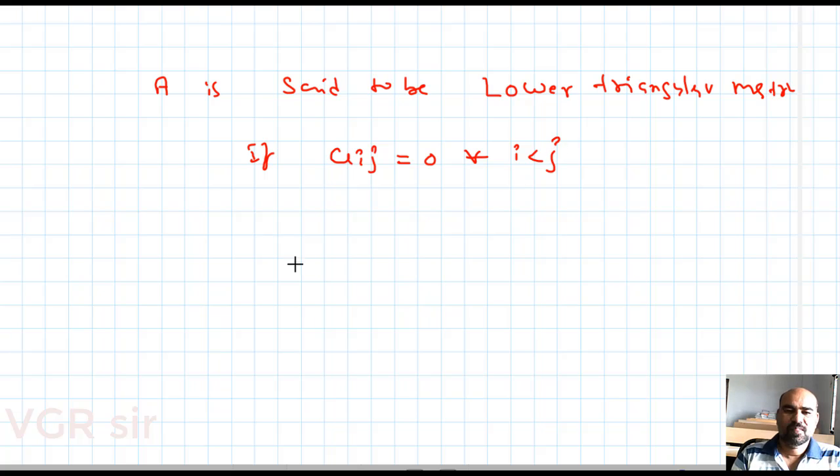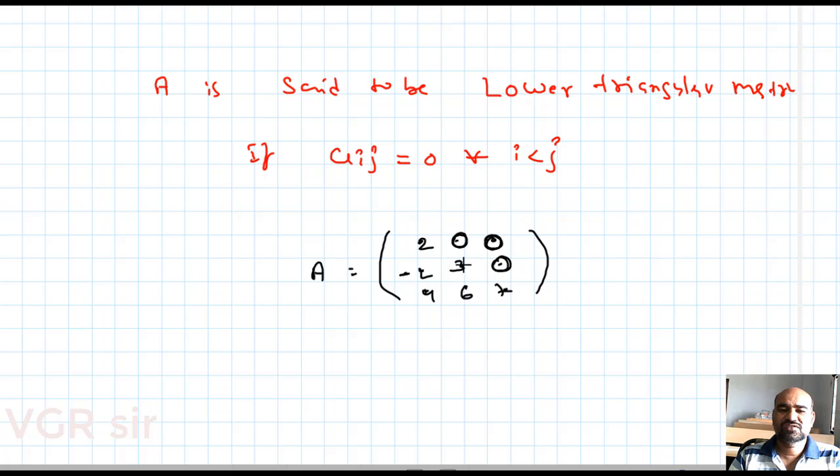Take a 3 by 3 matrix. What is the meaning here? These should be zeros, and the remaining are non-zero numbers: 2, 3, 7, minus 2, 4, 6, like that. Such a type of matrix is called lower triangular. Lower means the upper elements are zeros. Upper means the lower elements are zeros. Like that you can remember.